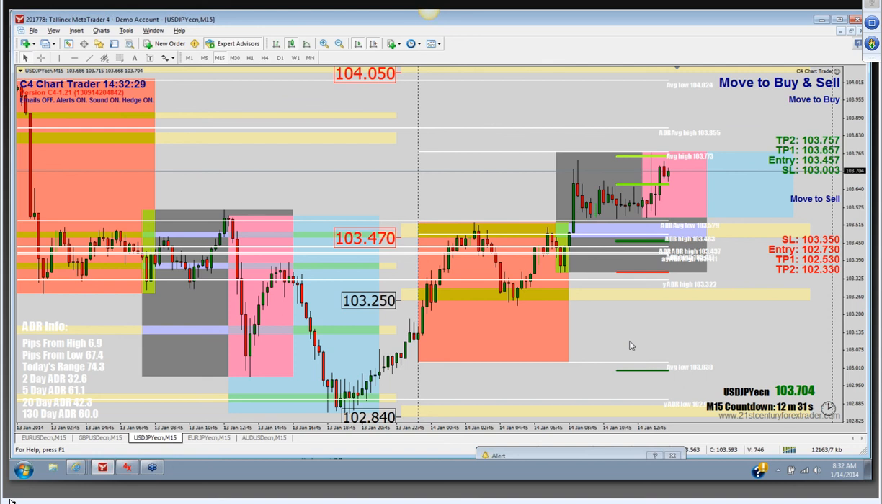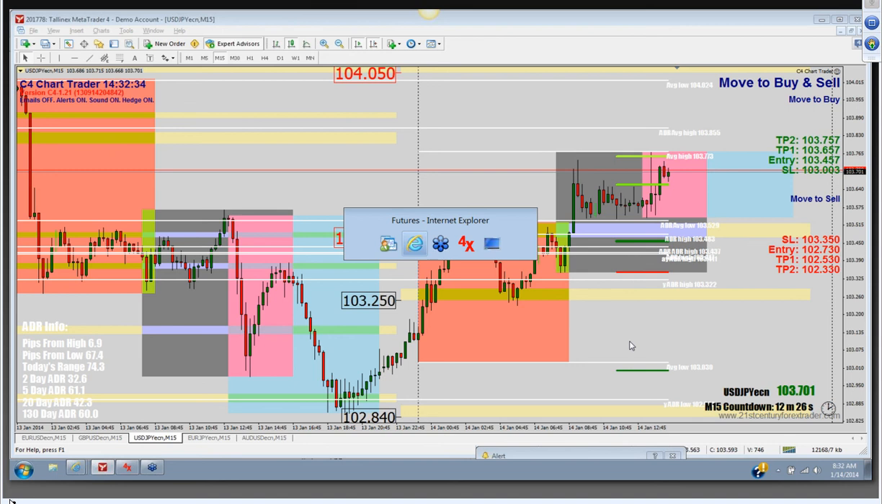Let's do one more on this, the US yen. US yen, current price, 103.70. All right, back down to the daily report.